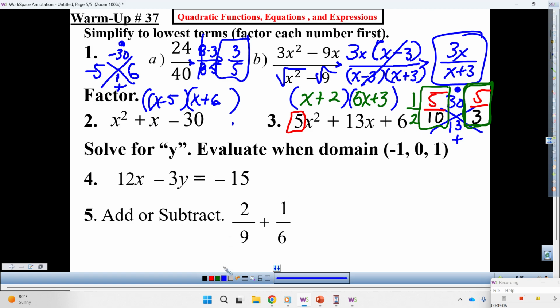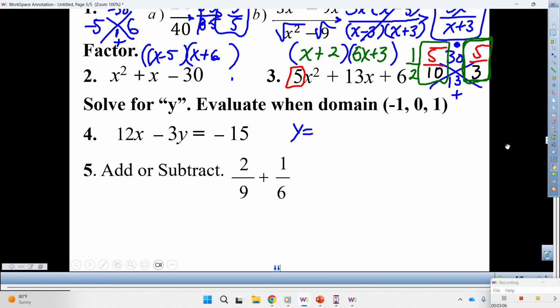Go to number 4. I need an equation in y form. Y equals what? Show your neighbor your equation for number 4. And then we're going to substitute -1, 0, and 1 in there to get 3 answers for that. So equation in y form. Let's go, Renzo. What is it?